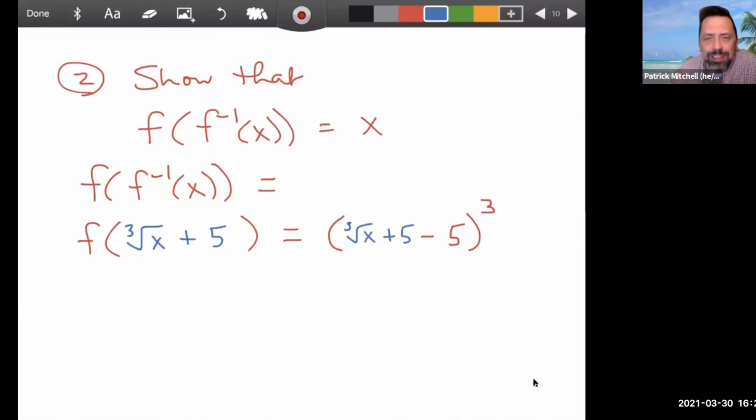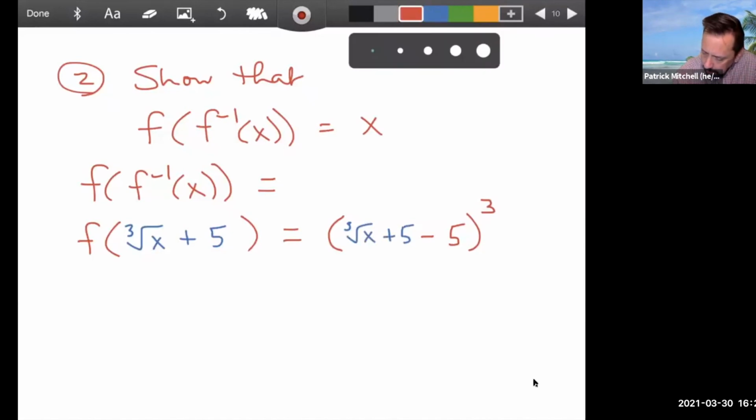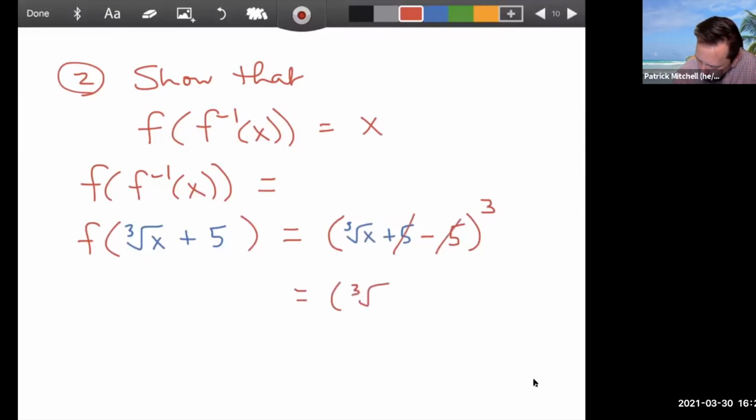Can you see how this is going to end? The plus 5 minus 5 are going to cancel each other out and just leave me with the cube root of x cubed. And of course, the cube root of x cubed is just x. Woohoo! All right. So our inverse functions are verified.